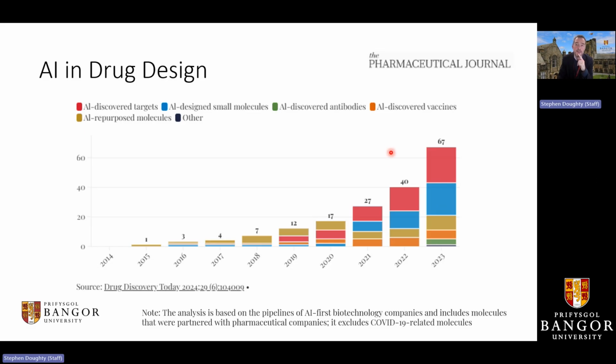I think probably the vaccines and the kind of repurposing molecules, those will always be quite small numbers. Repurposing molecules is where a drug has been developed for a particular disease and you could then use it in another disease state. I think those will still stay quite small, but identifying targets and identifying small molecules, you can see those bars increasing in size year on year.